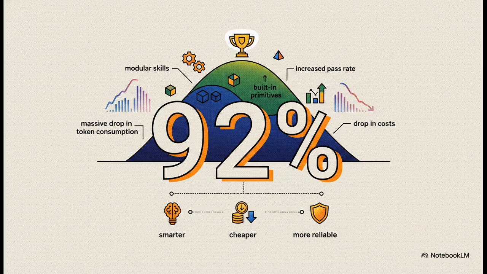And just look at the victory at the top of that hill for Stockpilot. By moving to modular skills and built-in primitives, that pass rate skyrocketed from a failing 83% up to an incredible 92%. We saw a massive drop in token consumption and costs, all while achieving this huge jump in functional success. The refactored agent is smarter, it's cheaper, and it's vastly more reliable.